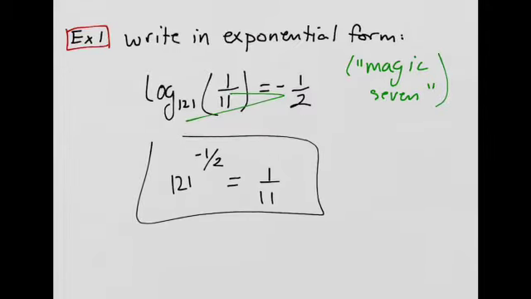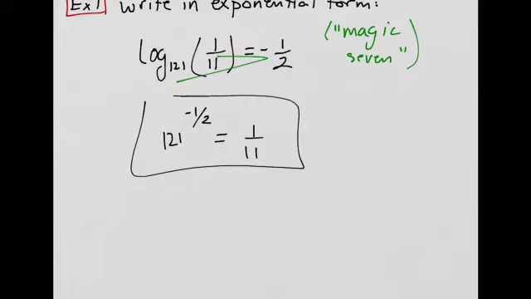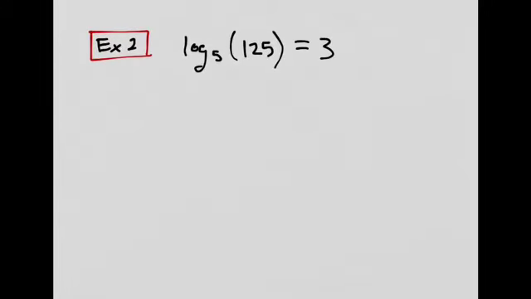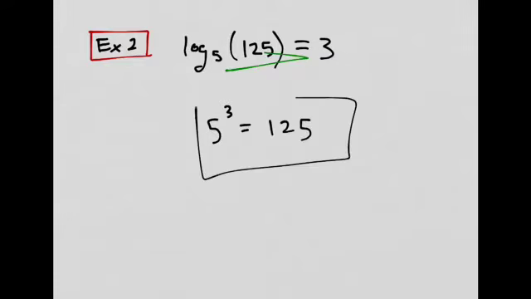Let's do another quick example. If you have something like this and you're supposed to write in exponential form, you'd use magic 7. 5 to the 3rd equals 125. That's it. So that would be exponential form.